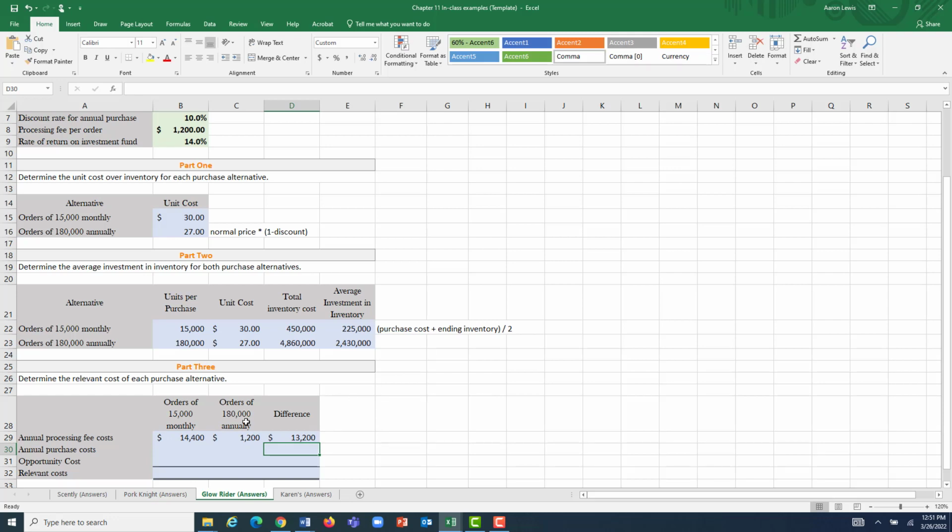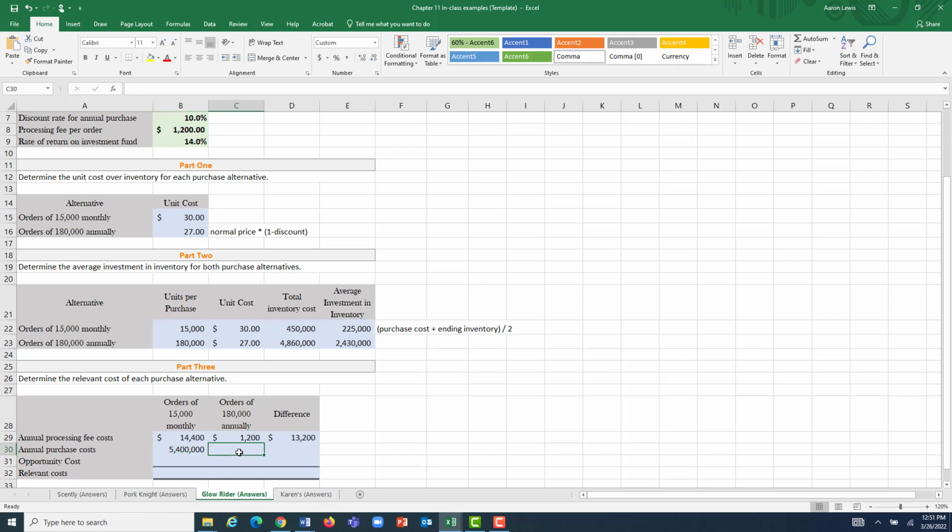What about the actual cost of the paint that we're acquiring? Well, we need 180,000 gallons no matter what. We can buy it all at once, or in 12 chunks of 15,000. We're buying 180,000 gallons regardless. So if we purchase monthly, those 180,000 gallons are going to cost us $30 a piece. We're not getting the discount. That 180,000 gallons is going to cost us $5.4 million.